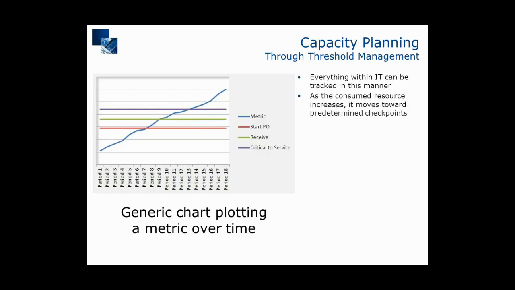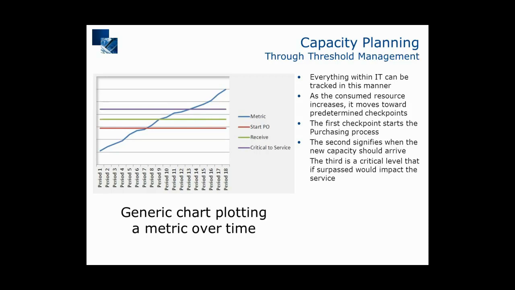And it's a simple generic chart that as resources are consumed, it goes towards predetermined checkpoints, and they're broken up to, you start the PO process, you receive the new capacity, and if you hit that third checkpoint, it's essentially an outage situation that's possible. So it gives you the nice criticality of, I'll either be out of storage space or I'm going to be redlining my server every night until it's fixed, and having that highlighted.